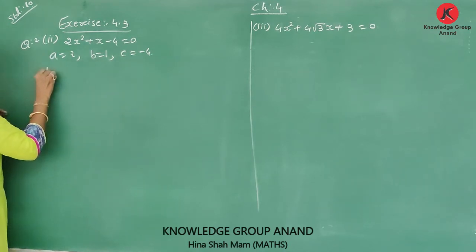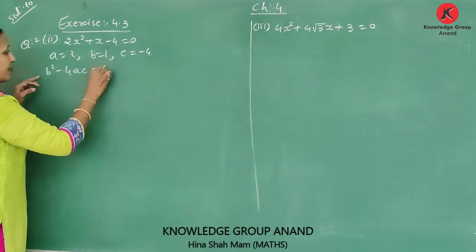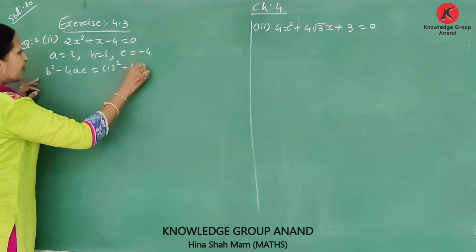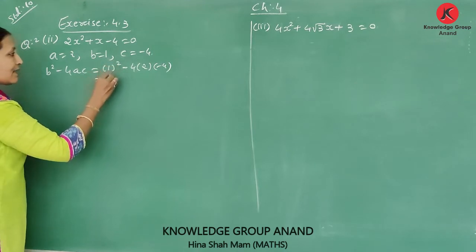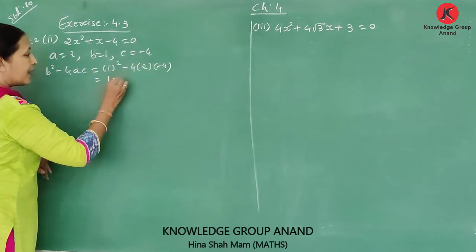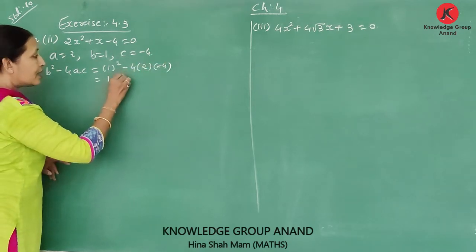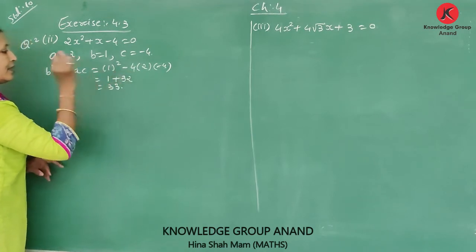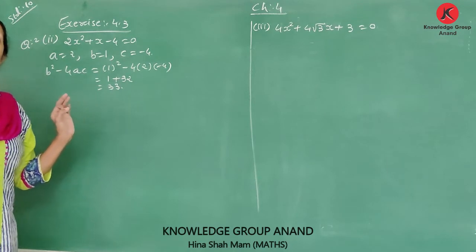We find b square minus 4ac is equal to 1 square minus 4, a is equal to 2, c is equal to minus 2. 1 square is equal to 1. Minus minus is plus. 4 2s are 8, 8 4s are 32, so the total is 33. So b square minus 4ac is equal to 33.